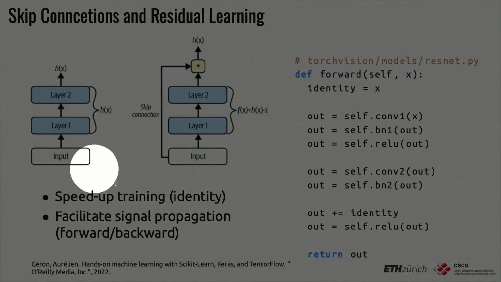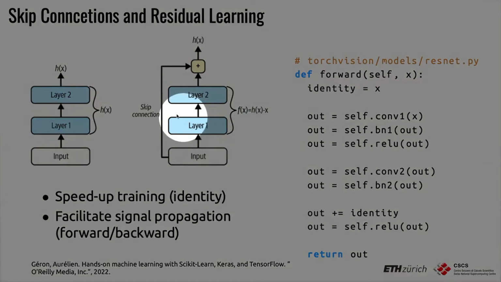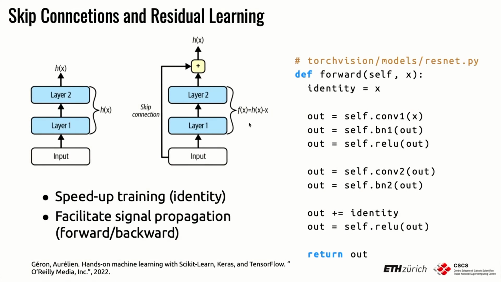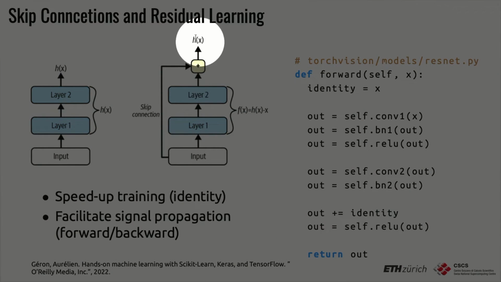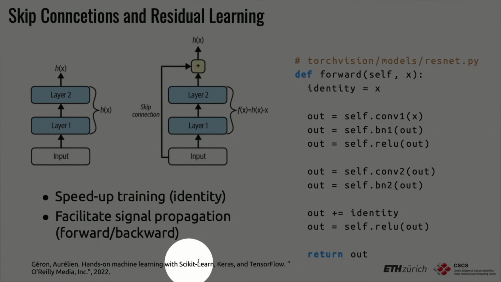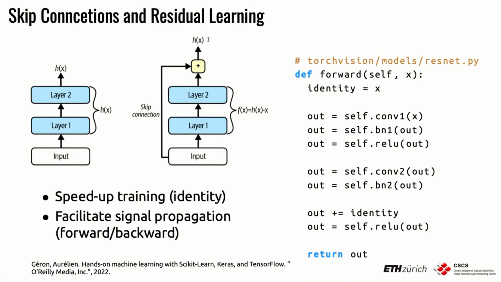And this essentially allows you to speed up the training, because what this block is learning is close to the identity function at the beginning. If you initialize your neural network with random weights, this function is probably going to be close to 0, and so the output of the layer is essentially the input.